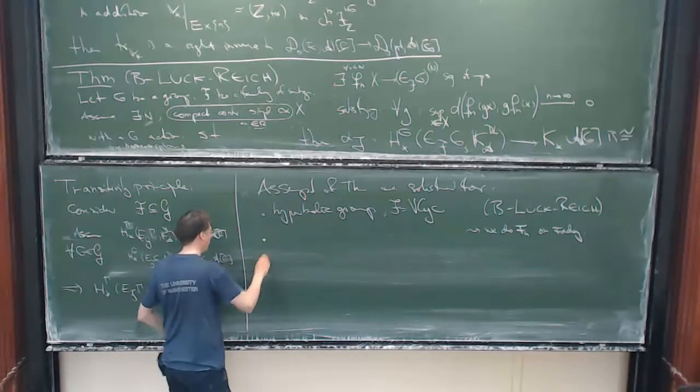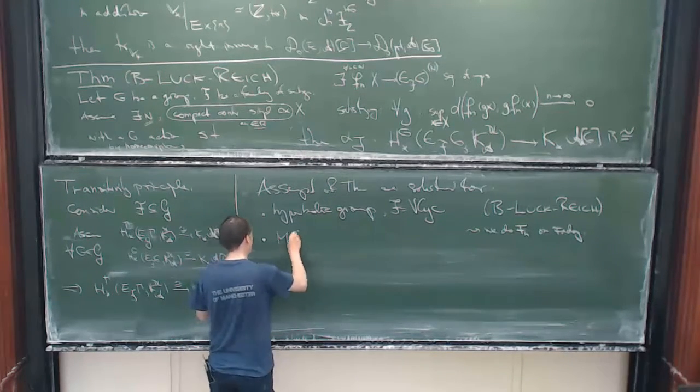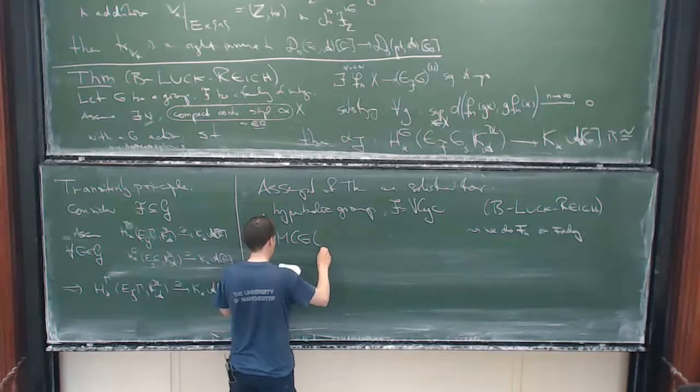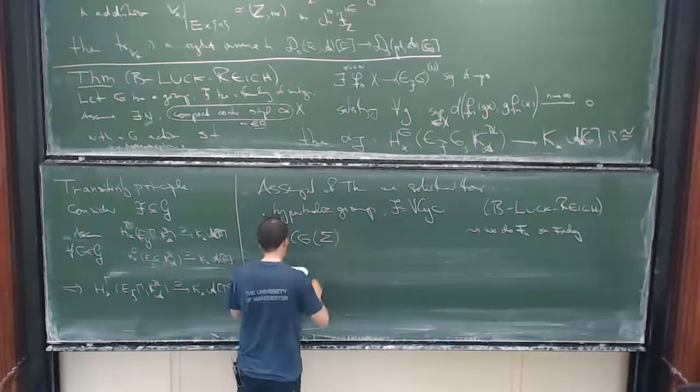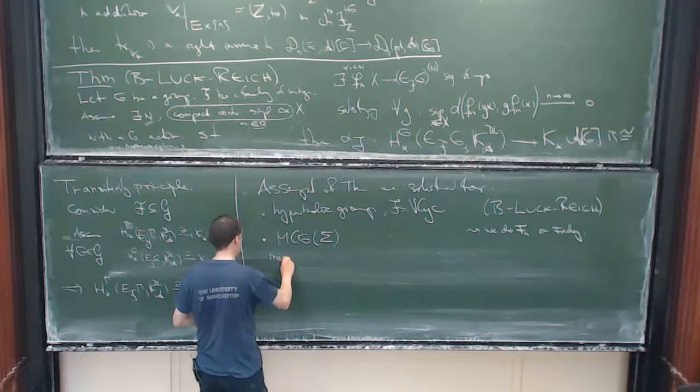Then there are generalizations. Let me just say one. The mapping class group of a closed surface. So this is the mapping class group.